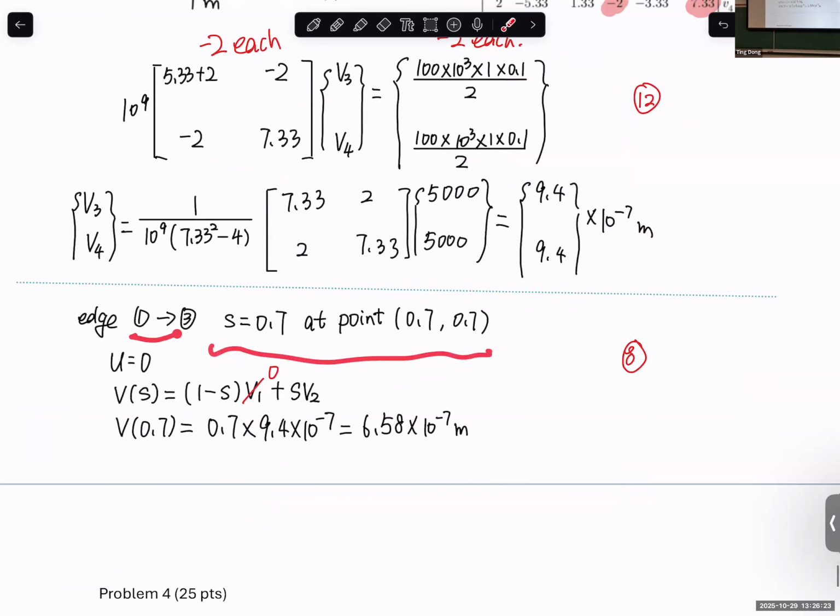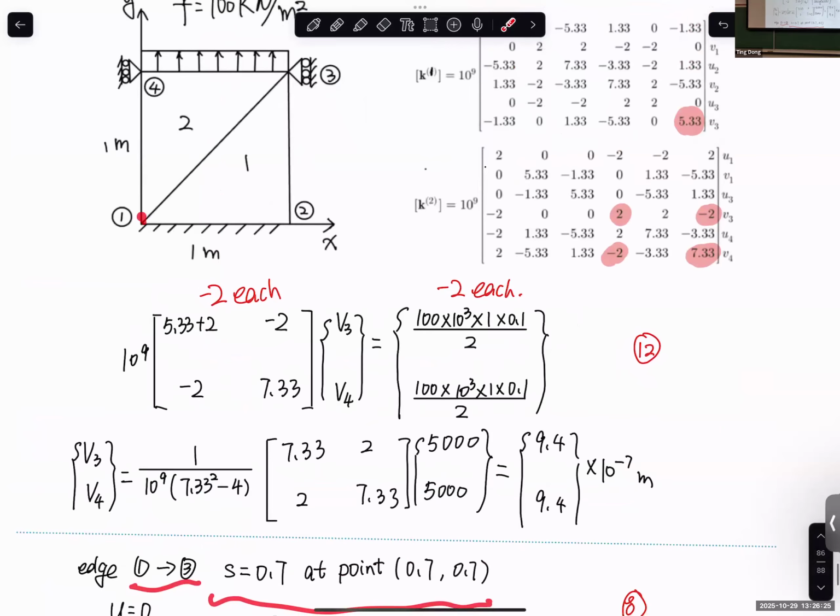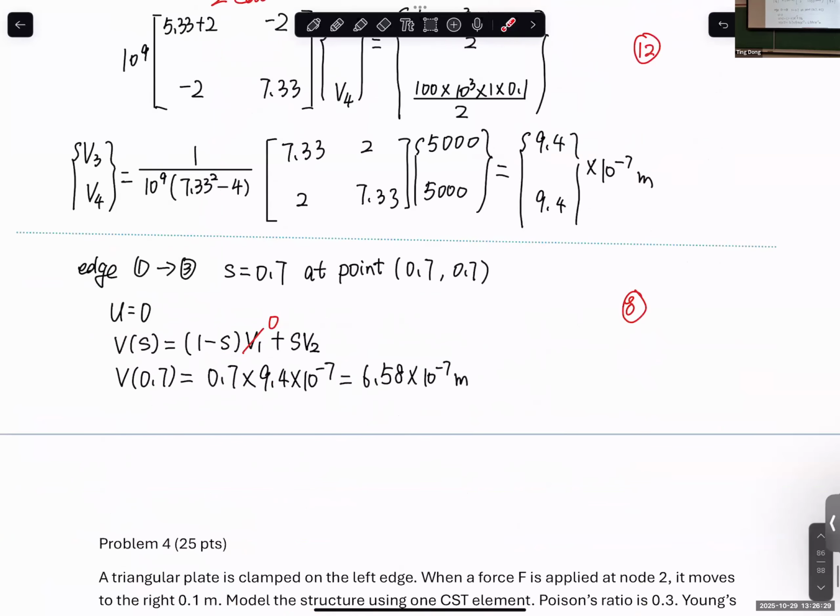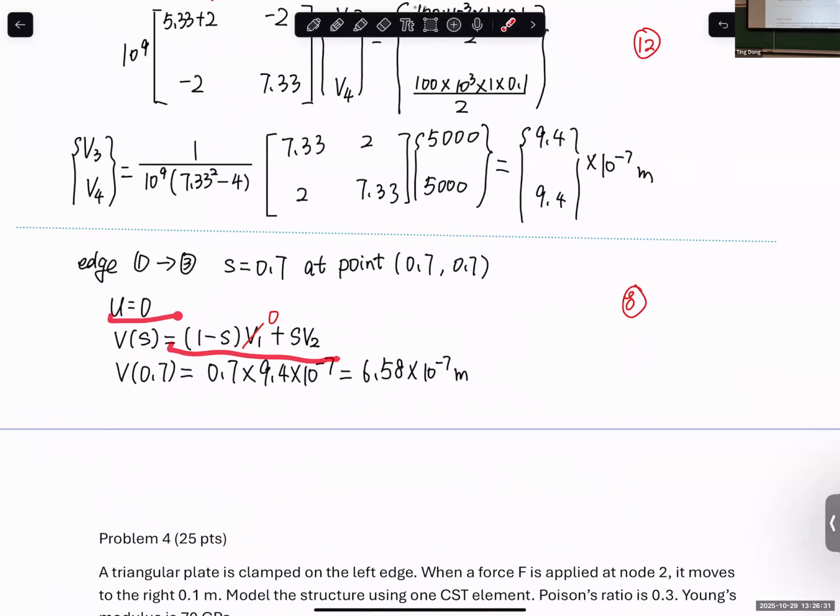And now for this edge, 1, 2, 3. So 1, 2, 3, and we have 0.7. So the 1D inflation equation is given. U, of course, everything is 0. So it's 0. And for the V, this is the first node, the second node is V3. This is 0. Of course, this term is gone.